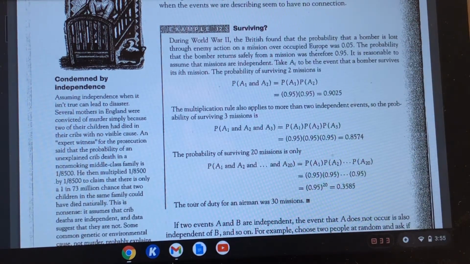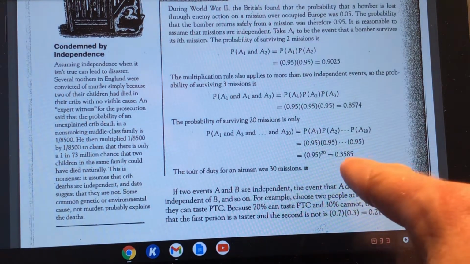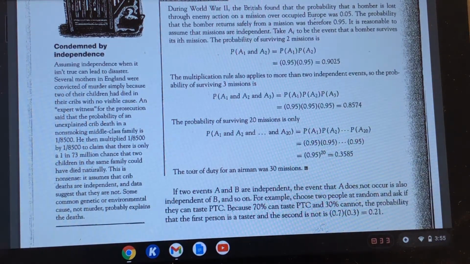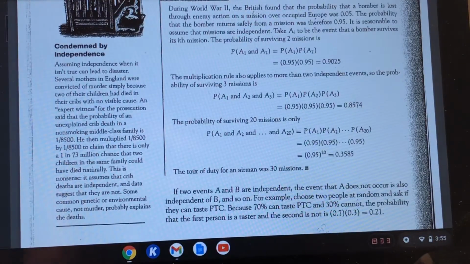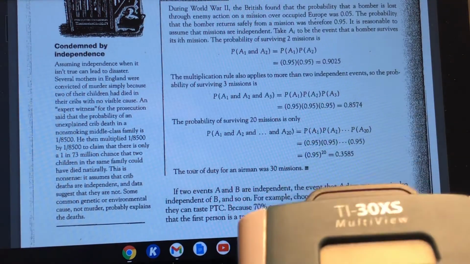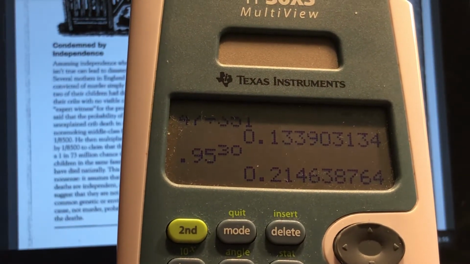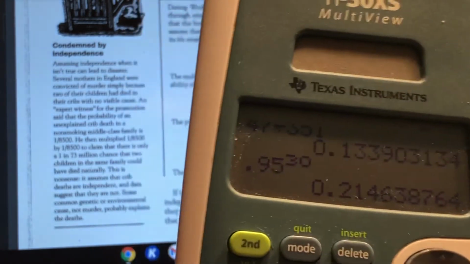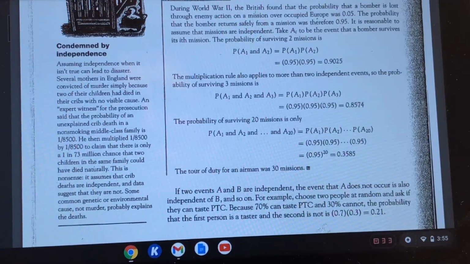But let's say you're going to have 20 missions total. Holy cow, look at that. The tour of duty for an airman was 30 missions. Oh my goodness. So if you take 0.95 and raise it to the 30th power, given a survival rate on each mission of 95%, what's the probability that you make it through? 21.5% chance, less than a quarter of airmen would make it through a tour of duty. Man. All right.